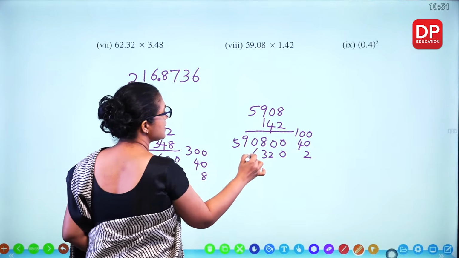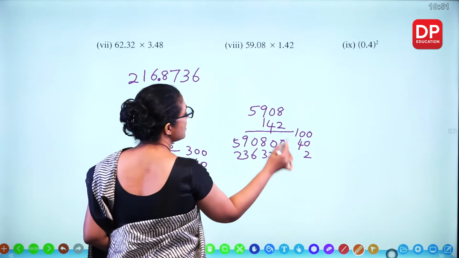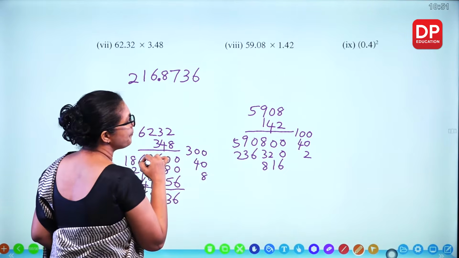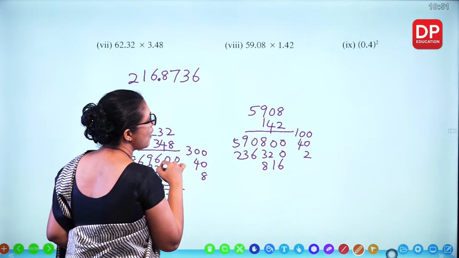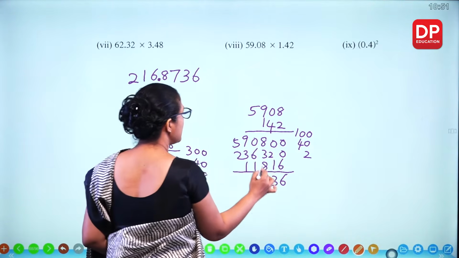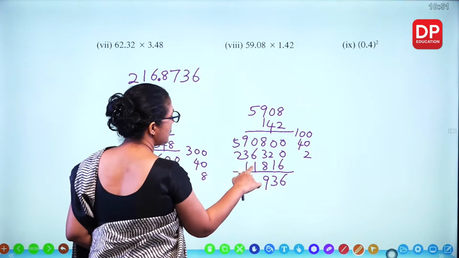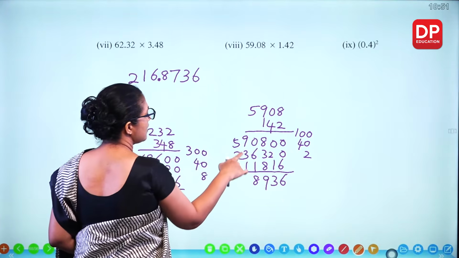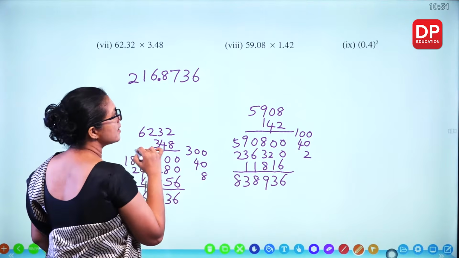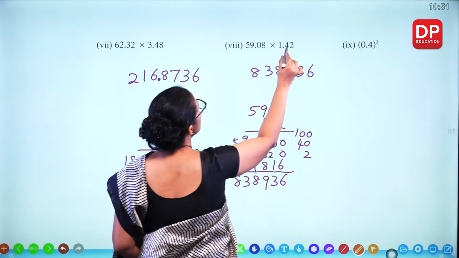4 times 9, 36. 3 remaining. 4 times 5, 20 plus 3, 23. 2 times 8, 16. 2 times 9, 18. 1 remaining. 2 times 5, 10 plus 1, 11. 6, 3. 16 plus 3, 19. 1 remaining. 10, 13, 1 remaining, 8. So 8, 3, 8, 9, 3, 6, 2 and 2.